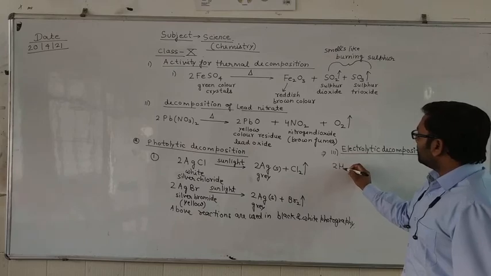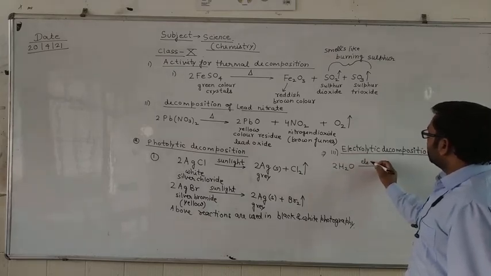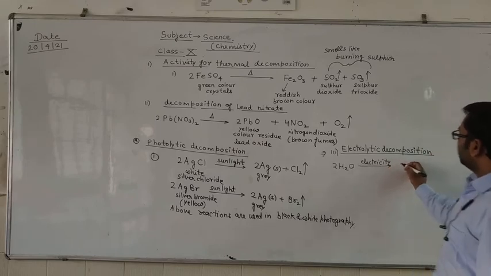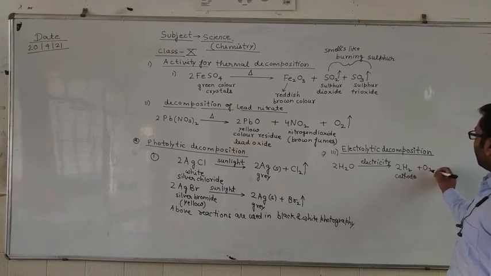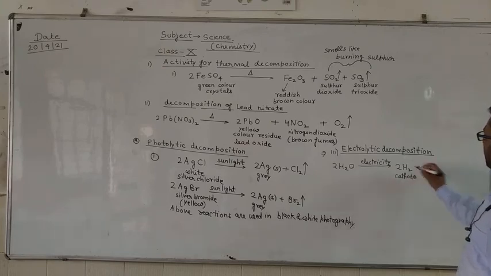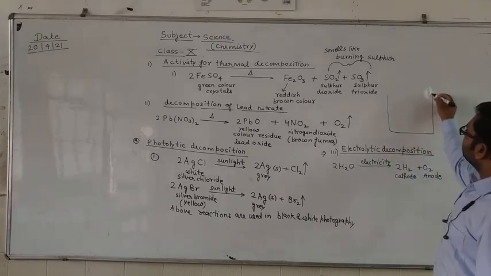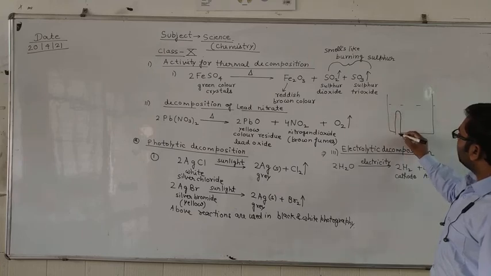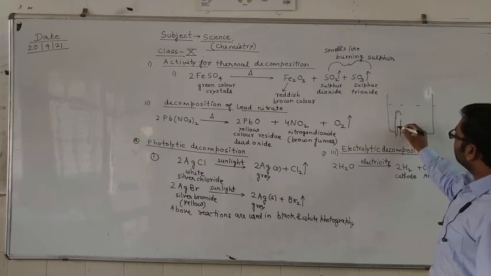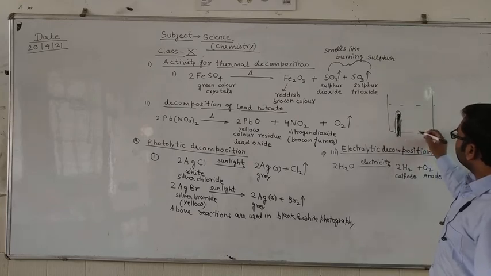So when electricity is passed through water, what do we get? We get two gases: hydrogen at the cathode, which is the negative electrode, plus oxygen at the anode, which is the positive electrode. The apparatus for this is, suppose this is our beaker in which water is taken. We have two test tubes kept in inverted position, and these are also filled with water. We have taken two electrodes made up of graphite.